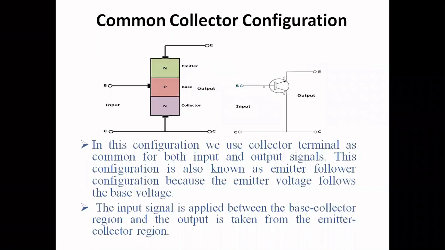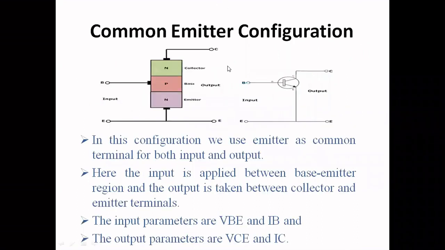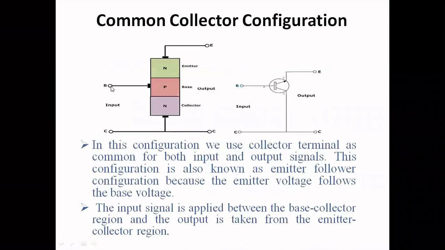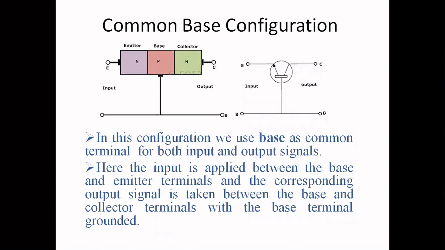I'll just briefly cover the common collector. The collector is made common to input and output. As I already told, the parameters here in the case of common collector are VBC and the input current IB, and the output parameters are VCE and IE. Similarly with the common base.